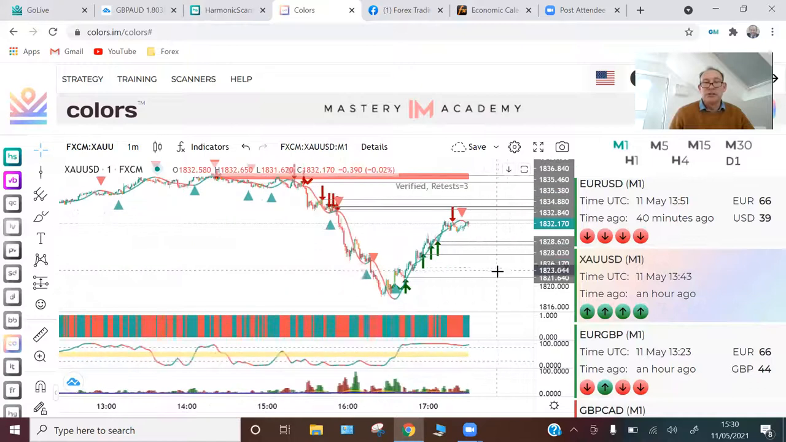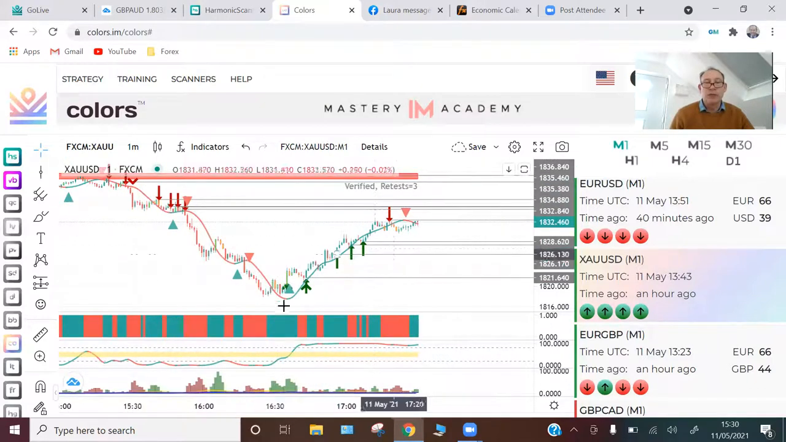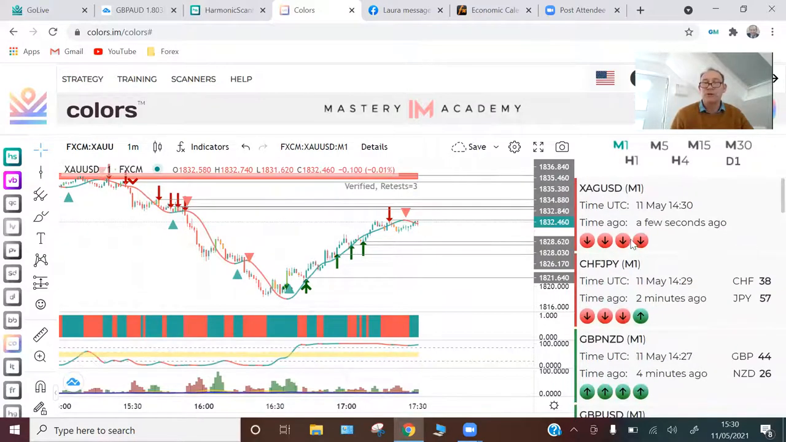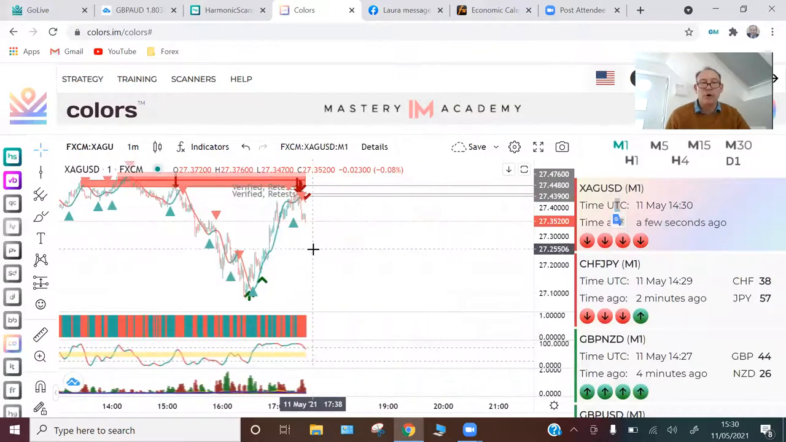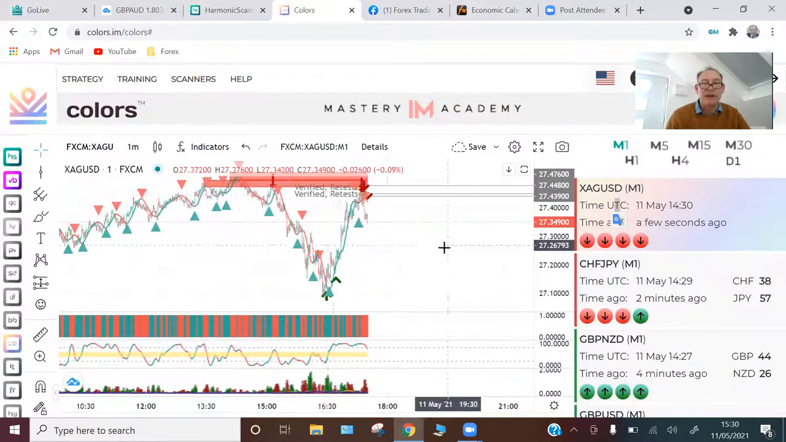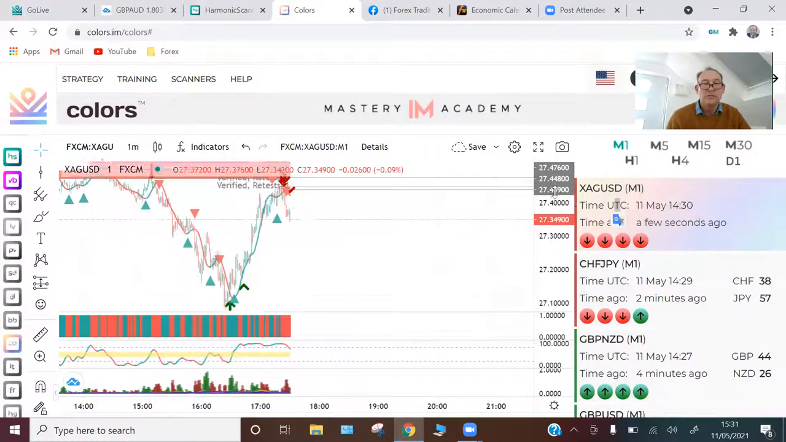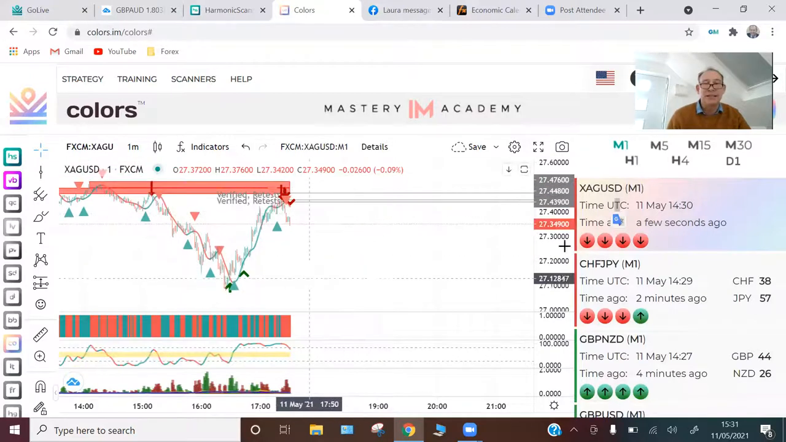So this is gold. That had a really nice strong push earlier on. So let's just keep going through these pairs on the 1 minute. Silver. Expecting potential drop off there. Again, it's been verified. That would be a nice push if that did come down.